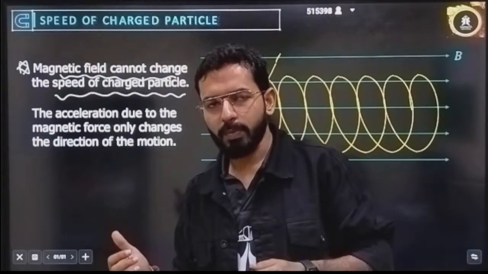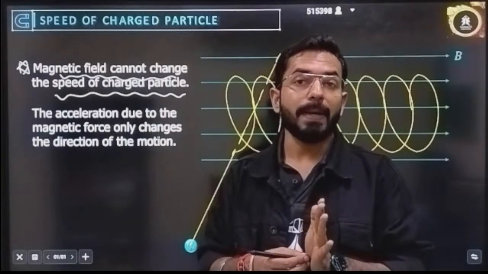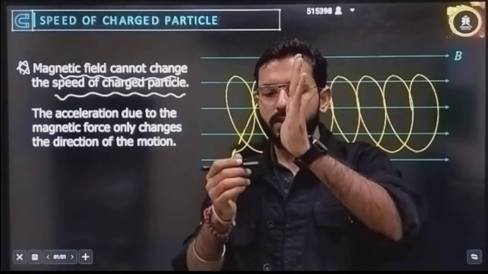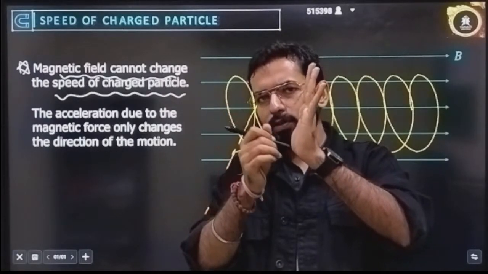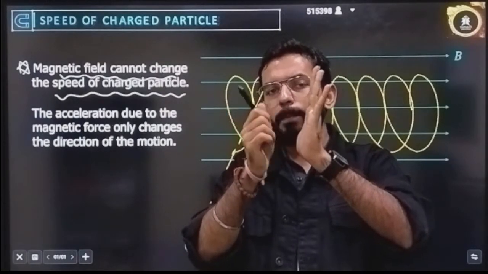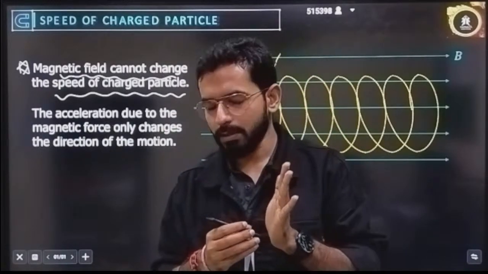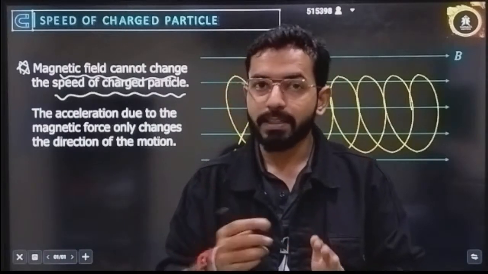Because the magnetic force is always perpendicular to the velocity. If this is the velocity and this is the magnetic force acting, this magnetic force doesn't have any component along the direction of velocity. So we always say that the magnetic force can never change the speed. It only helps you change the direction.